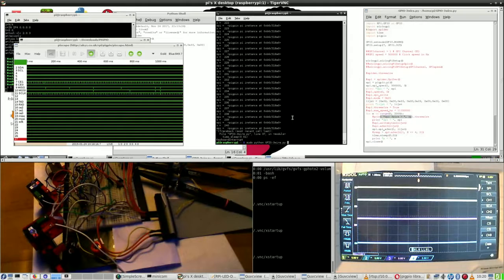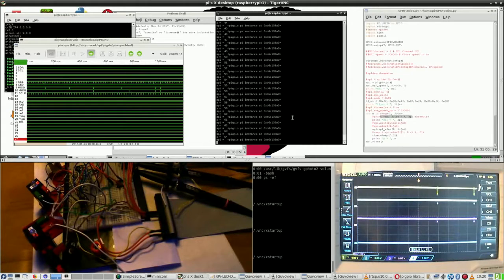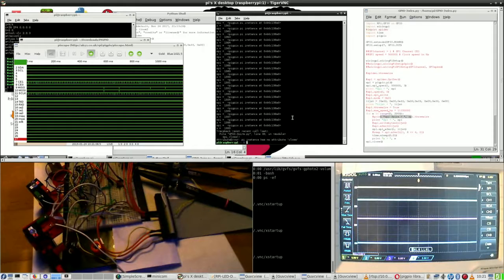So let's run it again. Hopefully it does it exactly the same. Look at this. I have to adjust, but does this mean that it is working? Not really. Not really. Well, let's do it again.